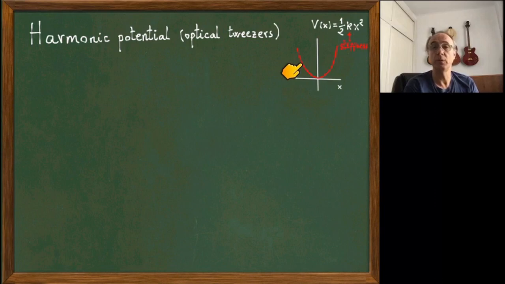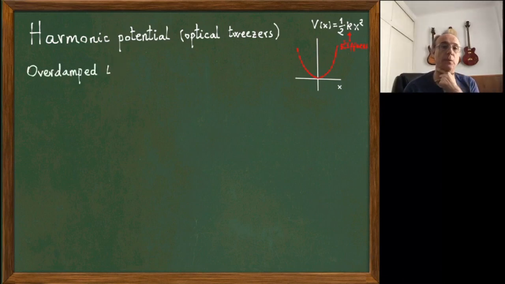of piconewton, and the position with a precision of the order of nanometer. So pico times nano is 10 to minus 21, which is of the order of kT. And so optical tweezers allow one to study processes where the energies are of order kT, which are very important in biophysics, for instance. So we will study the overdamped case.